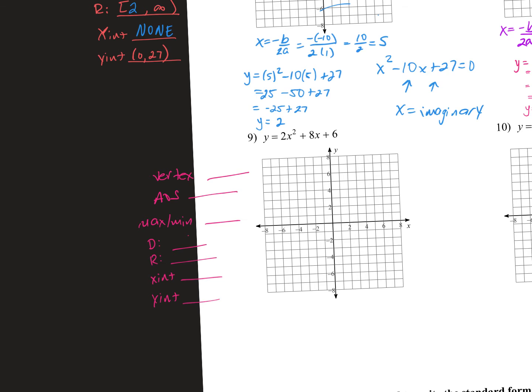So let's look at our equation and tell some information about our parabola just by looking at it. All right, what shape is this going to make? Which direction is it going? Upward. Why is it an upward parabola?